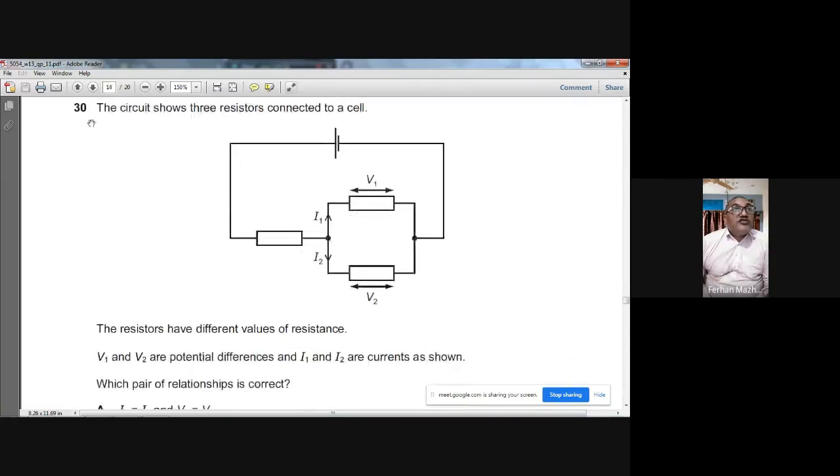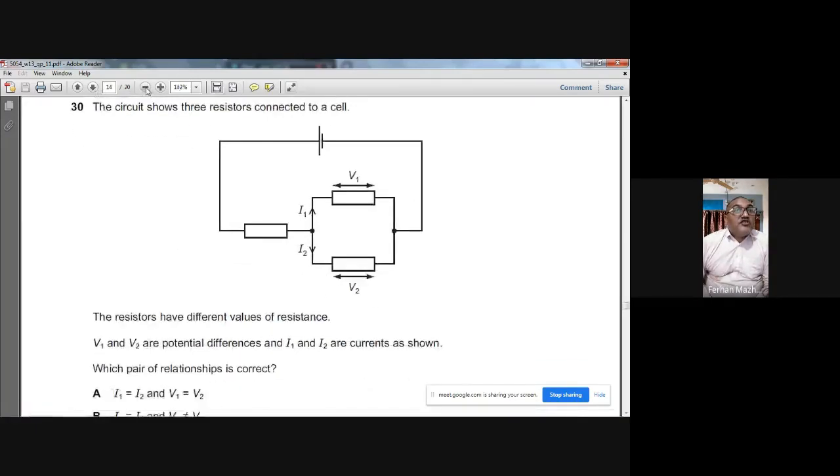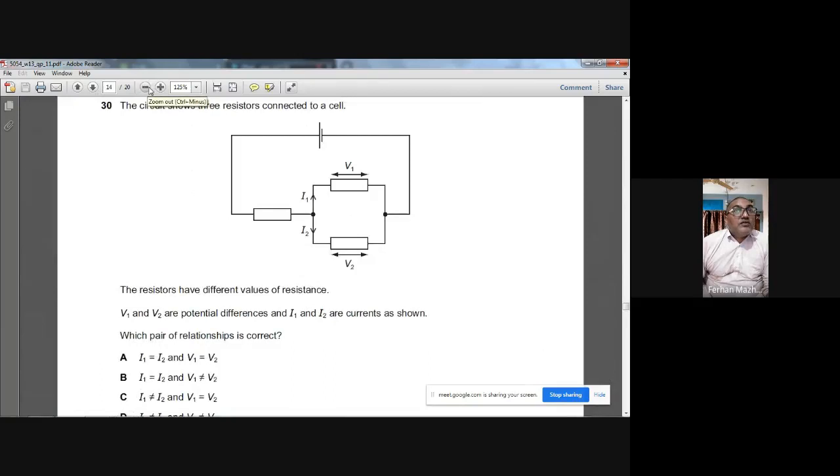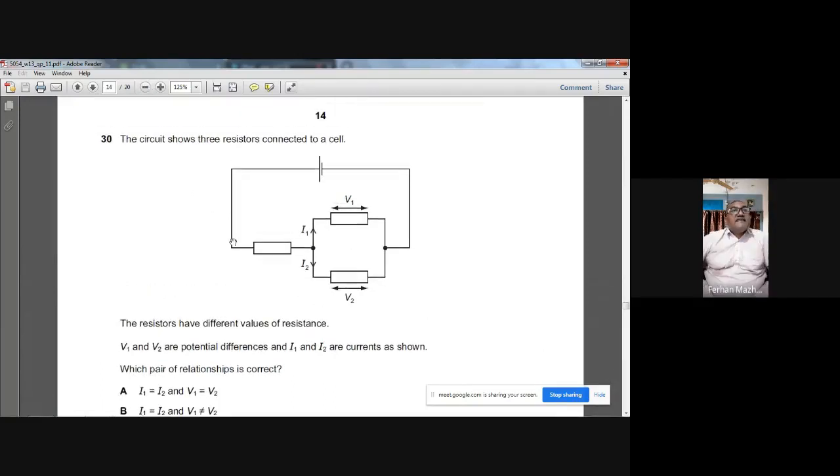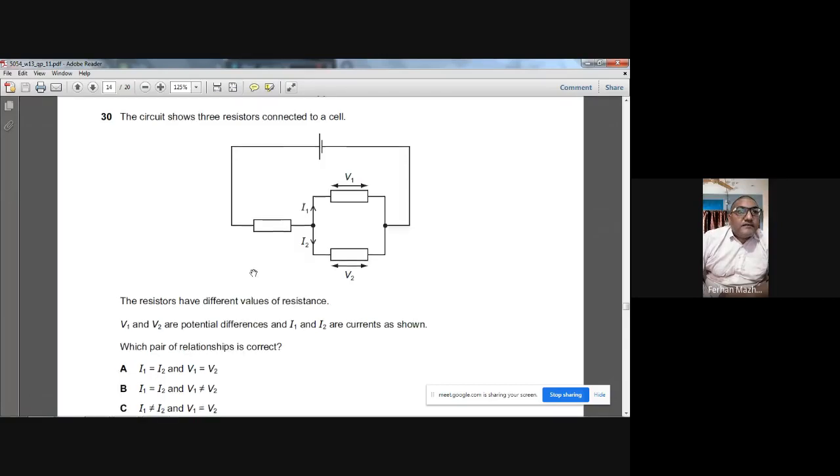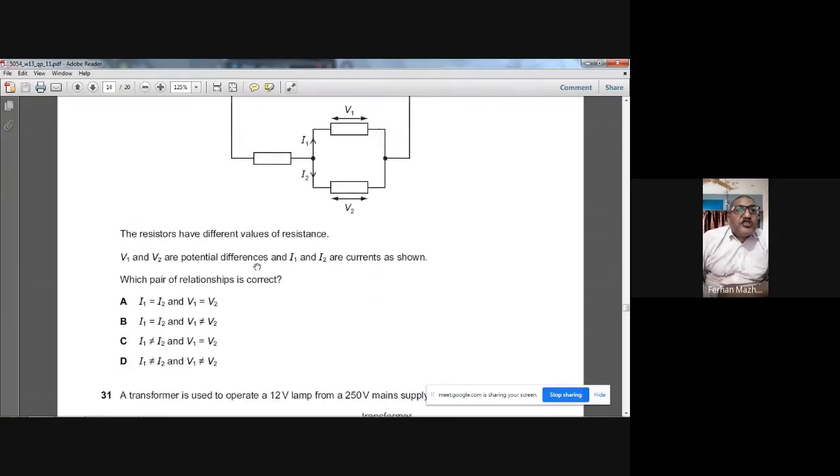Okay, the next question. He says the circuit shows 3 resistors connected to a cell. The resistors have different values of resistance. V1 and V2 are potential differences, and I1 and I2 are the currents shown. Which pair of relationships is correct?